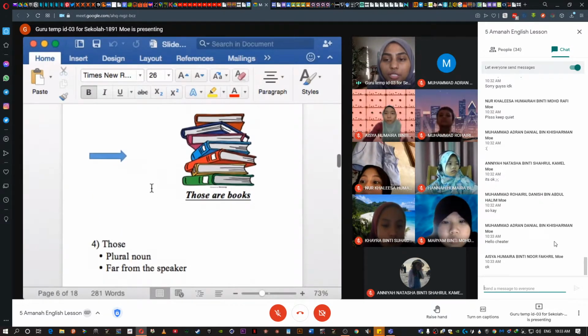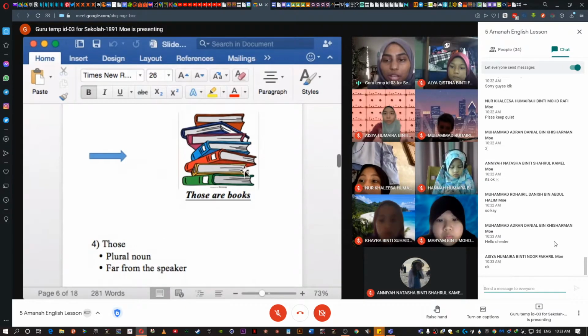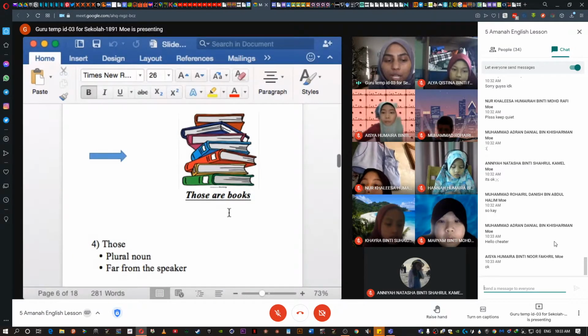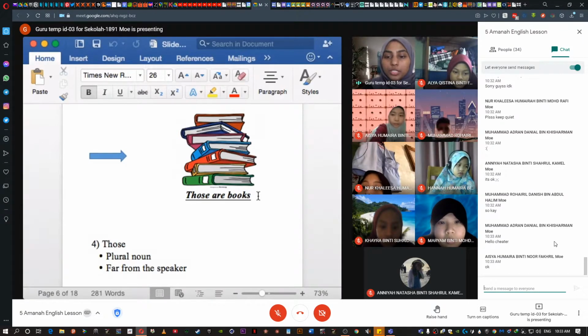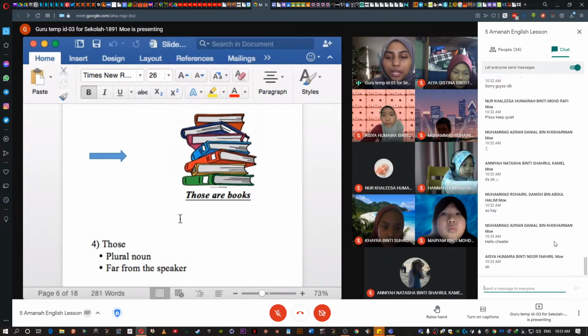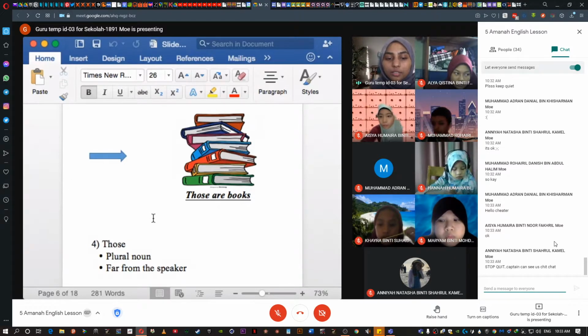Okay, next for those. We use those word when we see a plural noun. So, as you can see, those are books. Ada banyak buku dekat sini, right? We can see a lot of books. So, we use those word. So, those are books. And it's far from the speaker. Something that's far from the speaker, we use those.